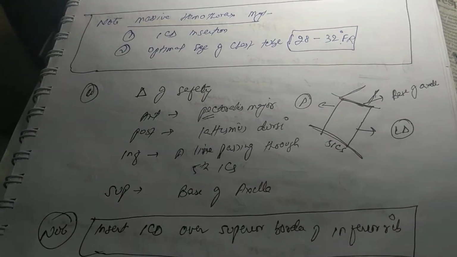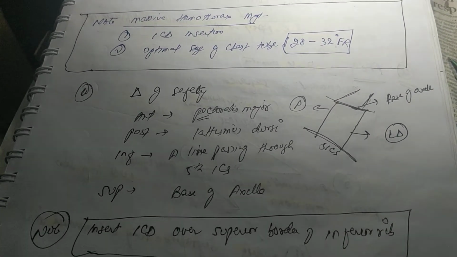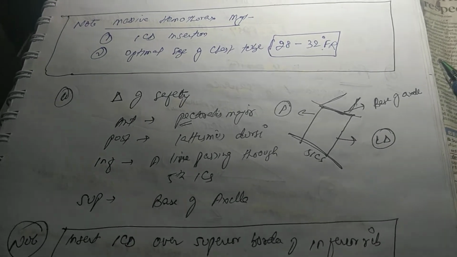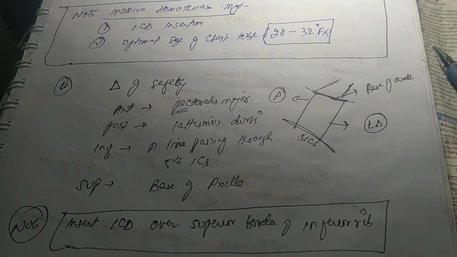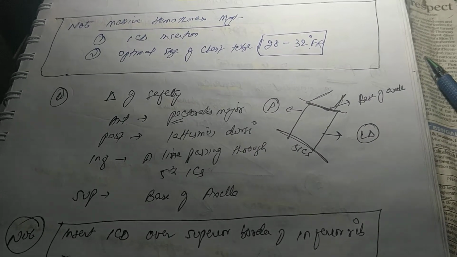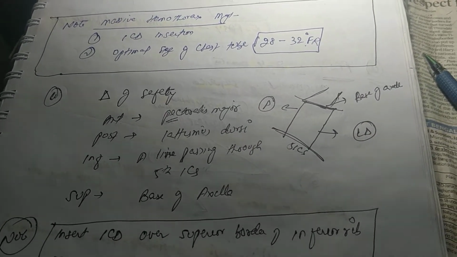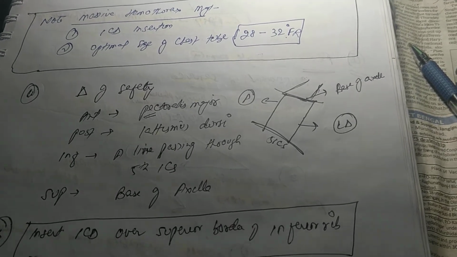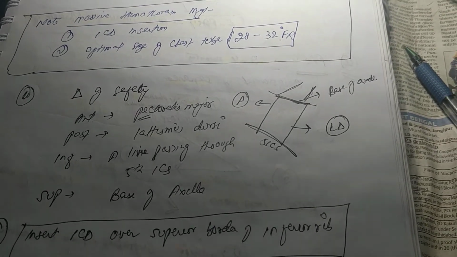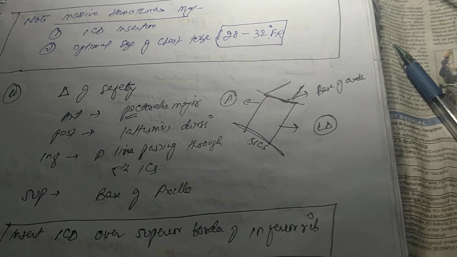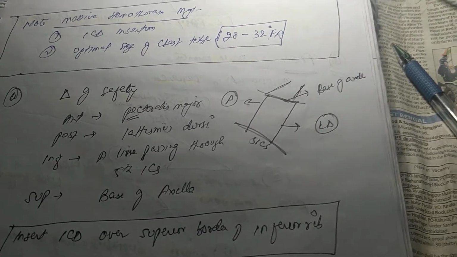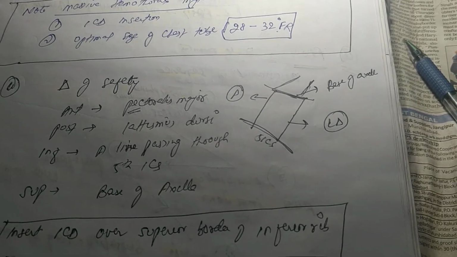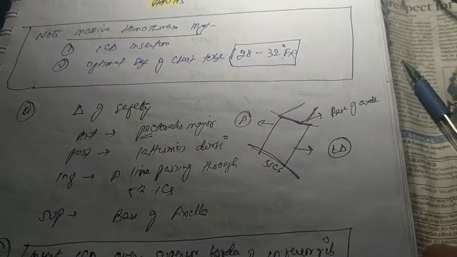Okay, note, this question has been asked in EAMS: insert the ICD over the superior border of the inferior rib. I repeat, if the question asks where you have to insert the ICD, you will say insert the ICD over the superior border of the inferior rib. You go to the inferior rib, and at its superior border you have to insert the ICD.